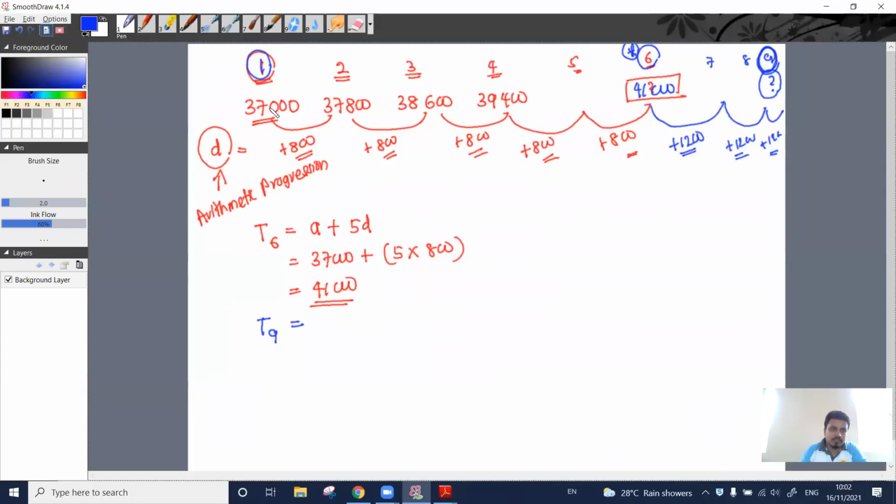In the first year of his service, 37,000. In the second year of his service, 37,800. Likewise, we need to find his salary in the 9th year of his service. Now, how can we find this?